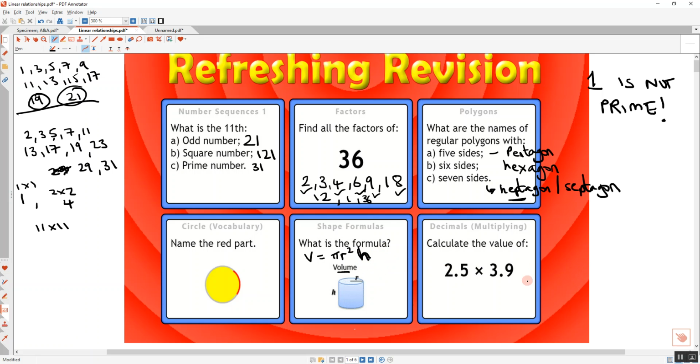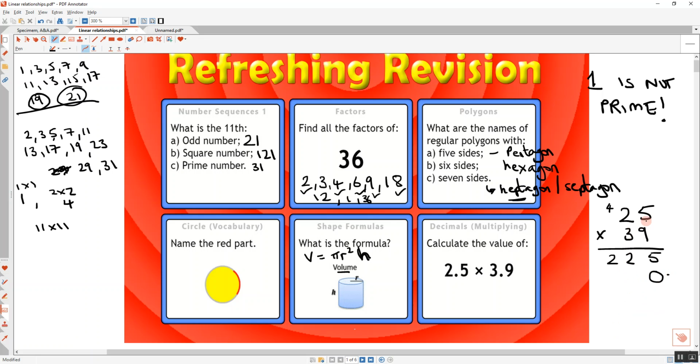Okay, what about 2.5 times 3.9 without a calculator? 9.75. Okay, let's check. The easiest way to do these without a calculator is to set it out with long multiplication. So we do 5 9s are, 9 2s are 18, add 4, 22. What do we have to put down here? A decimal. A 0. A 0, right?